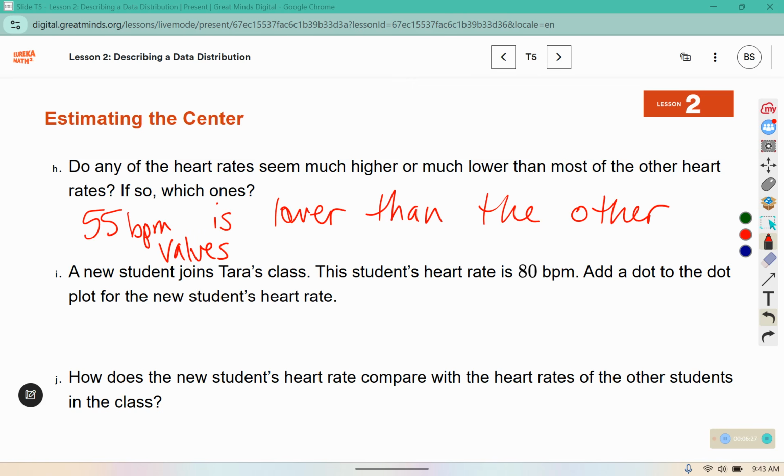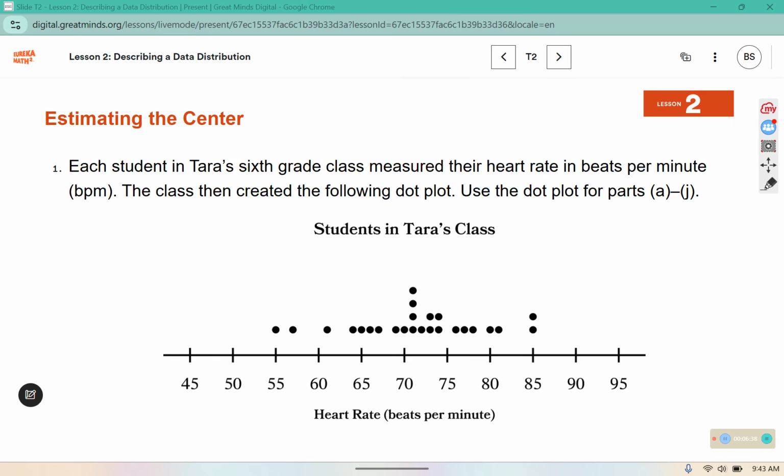A new student joins Tara's class. This student's heart rate is 80 beats per minute. Add the dot to the dot plot for the new student's heart rate. So we need a dot at 80. There's already a dot at 80, so we're going to include one above that dot to show that it is two students with a heart rate of 80 beats per minute.